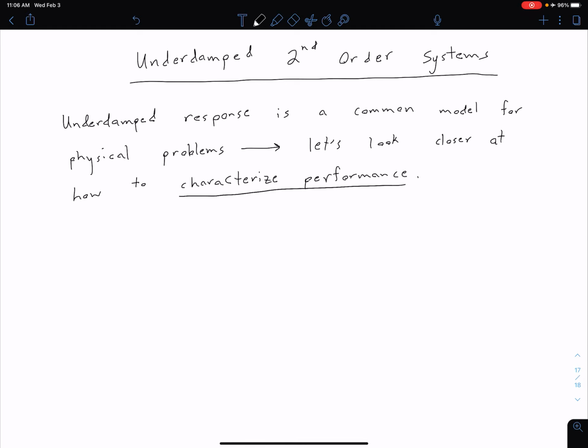In order to do that, we're going to look at our step response. Of course, our step response means we're going to have a unit step input, and the reason we want to do that is that it's relatively simple mathematically. So step input, and then we can scale that up or relate that to more complicated systems by keeping things general.